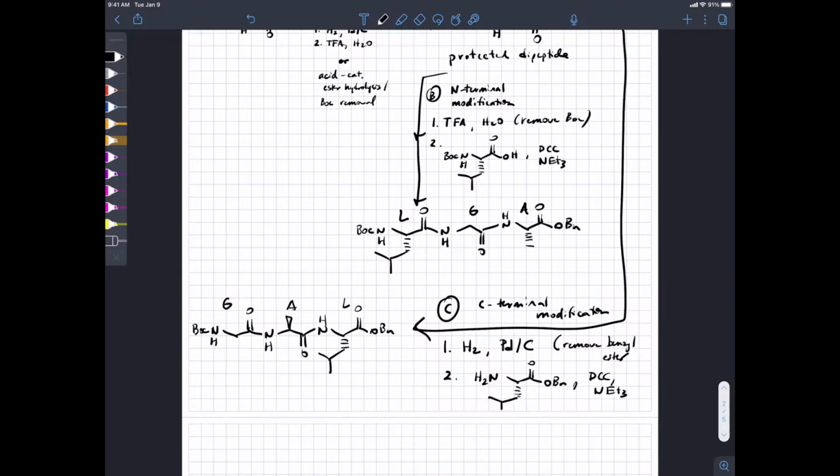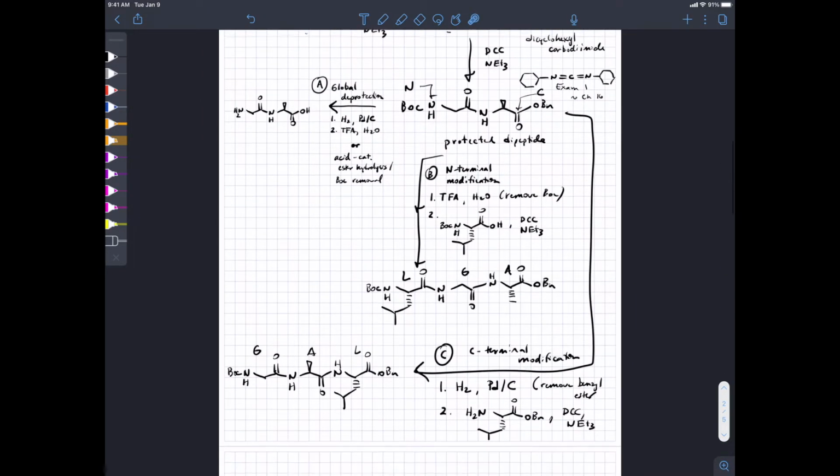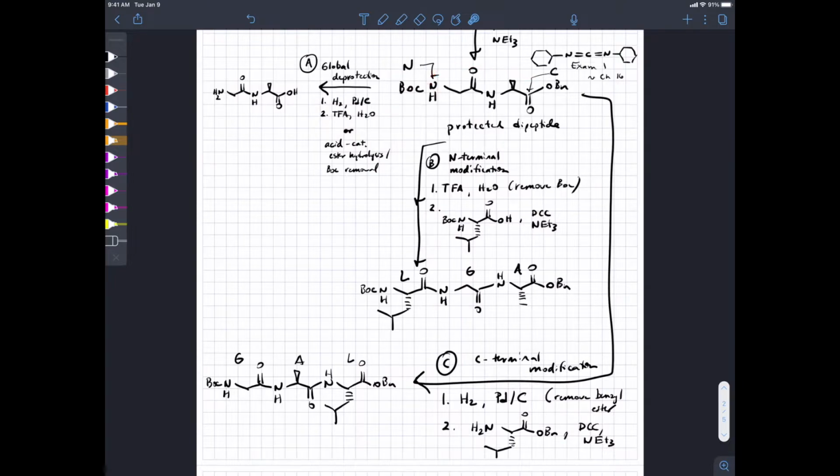Okay, so these are two different molecules. They're very similar, but their sequence is different, and they could presumably have different structures and/or functions. But our protecting group strategy gives us a lot of versatility. We can make the peptide longer on the N terminus or the C terminus, or we can stop where we're at with the dipeptide. Okay, yes?